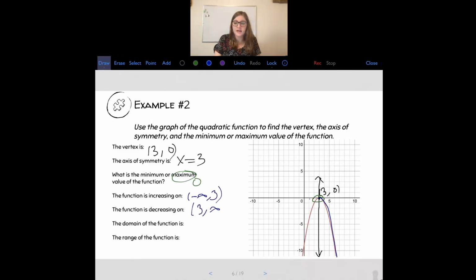Okay, the domain, again, there's no restrictions on this. Pretend that this keeps going on forever and ever and ever. We're going to have -infinity to infinity, and my range is the lowest y value to the highest y value.